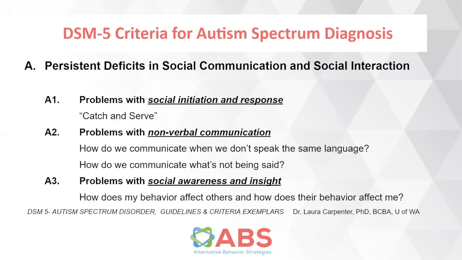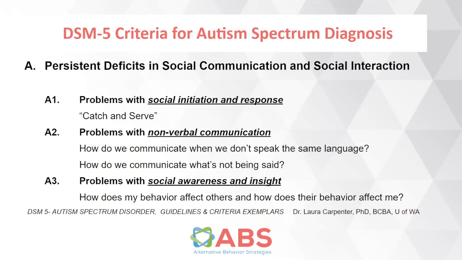In neurotypical development, once you get to be 2 years old, you're looking for an interaction that might have 50 of these catch and serve moments. And so our kids with autism spectrum disorders have much fewer, if at all.